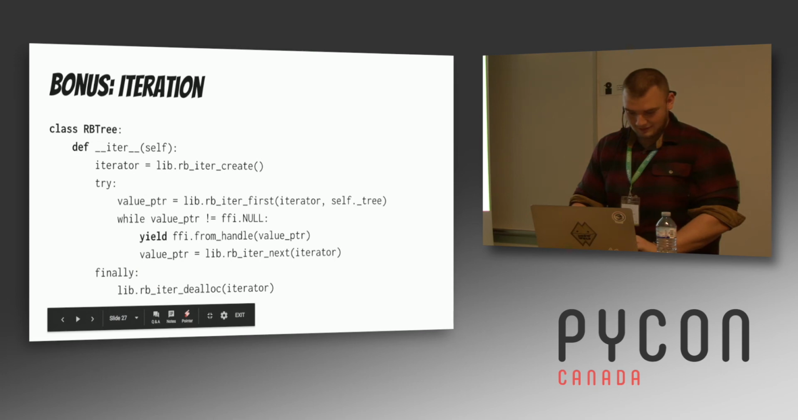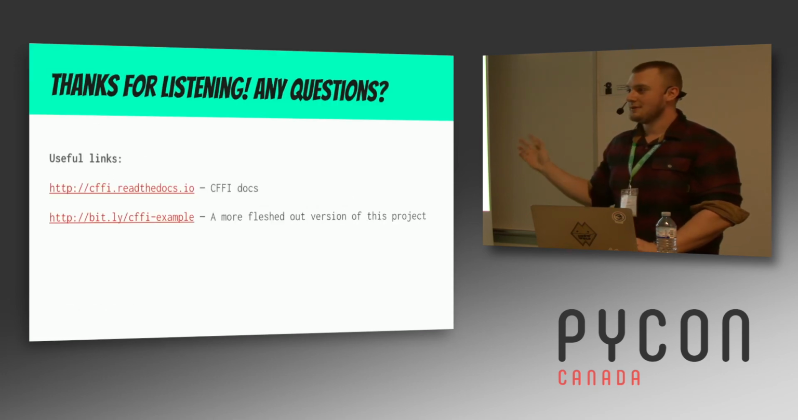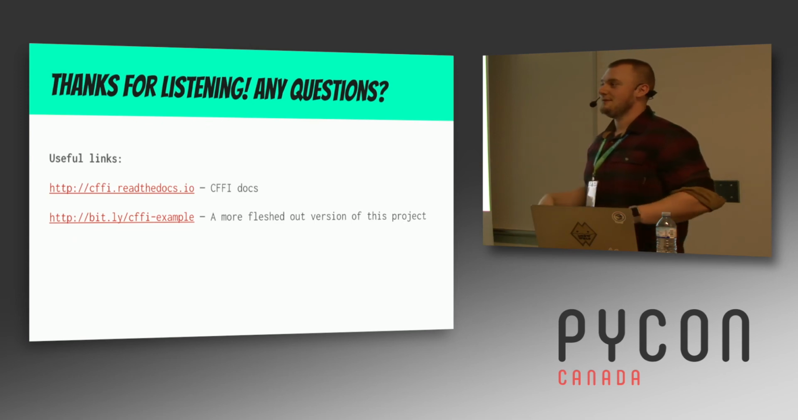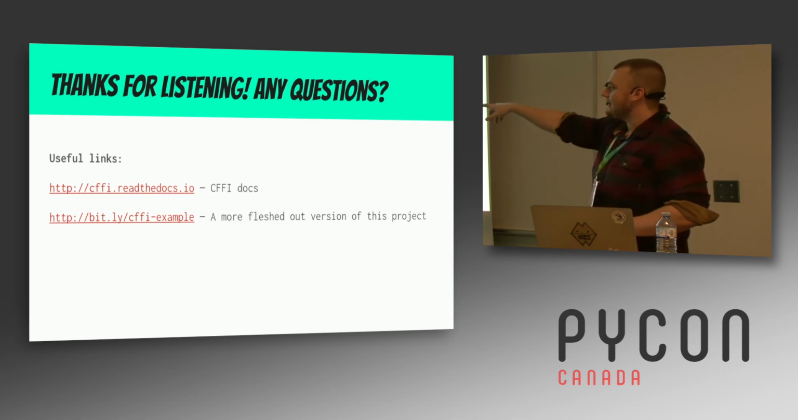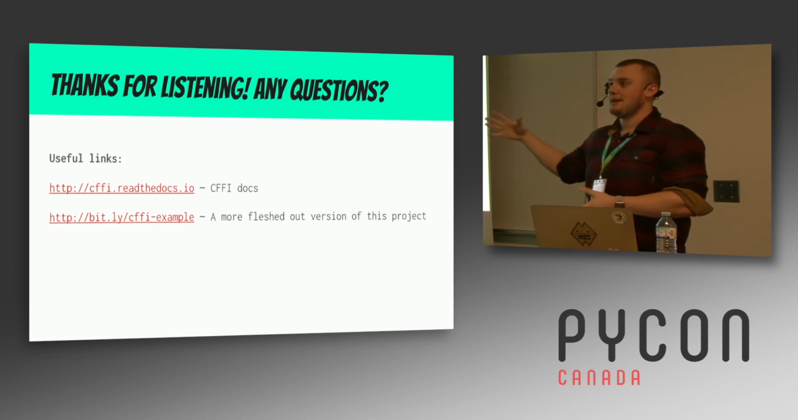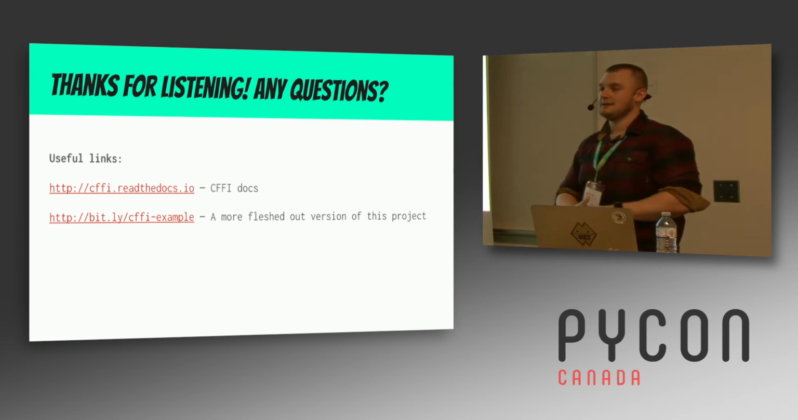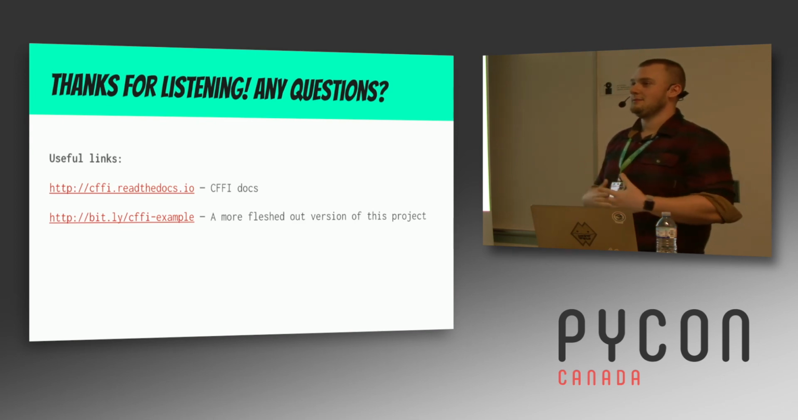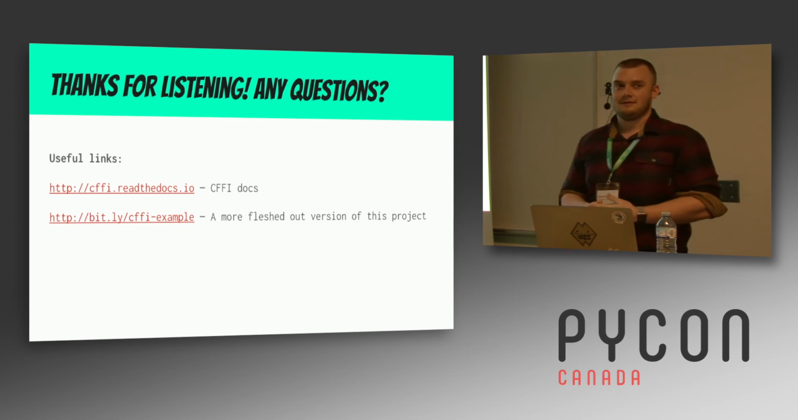I'm going to jump to that slide. I've got some useful links if you want to read more, because obviously it's pretty reference heavy. And the link at the bottom is a Python project of mine that implements red-black trees. It's on GitHub, and you can read that for the implementation specifics.